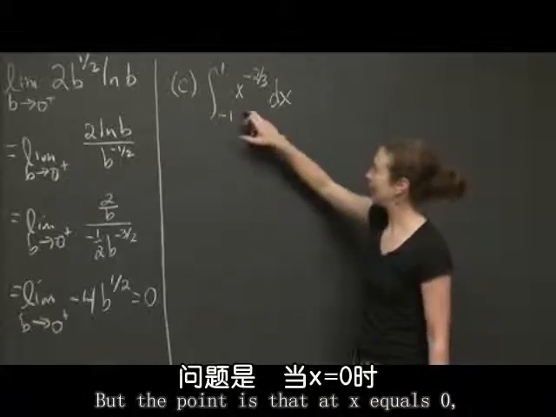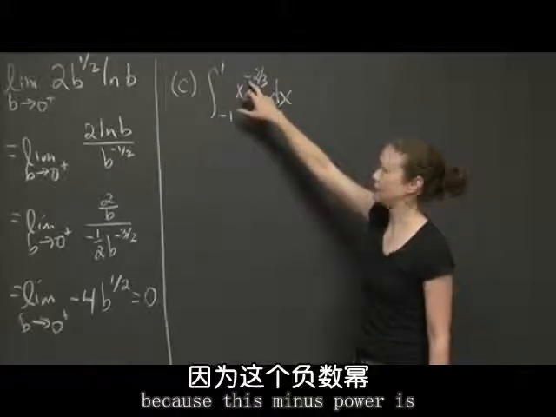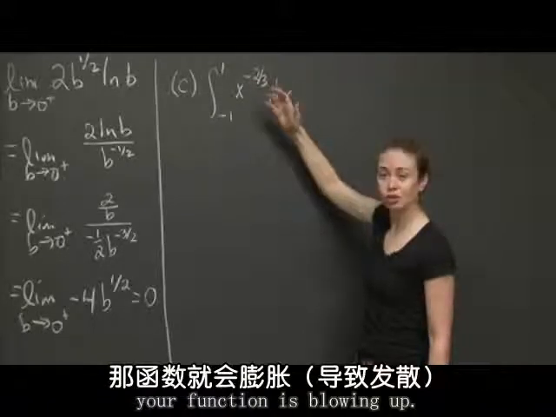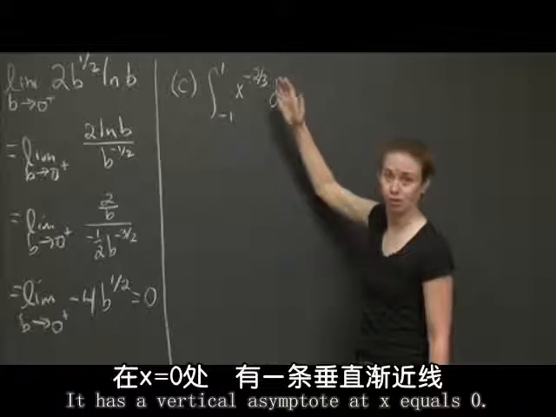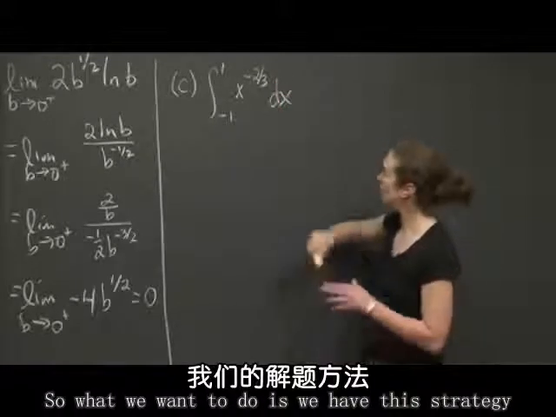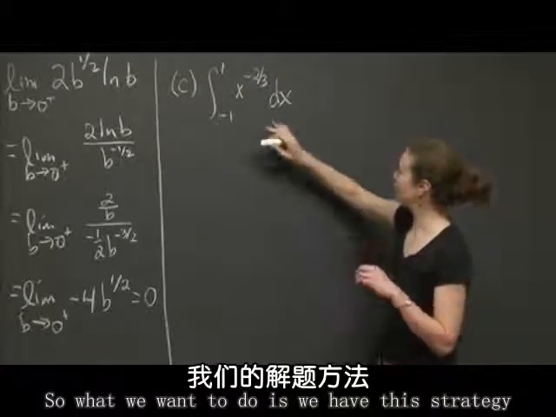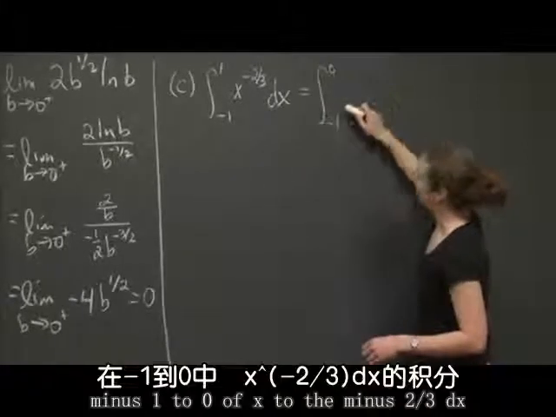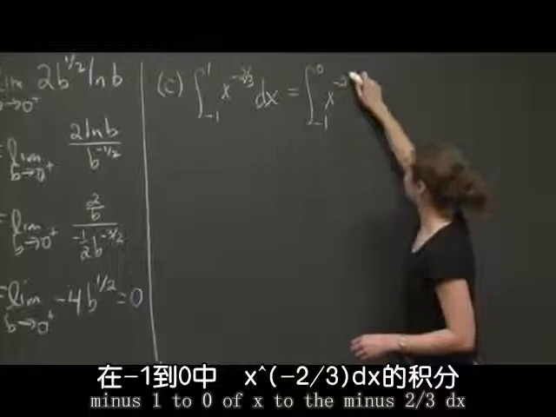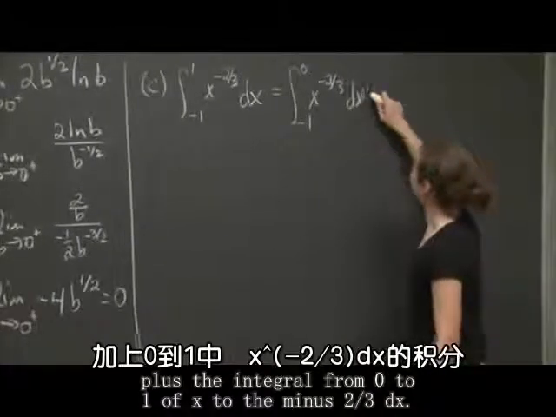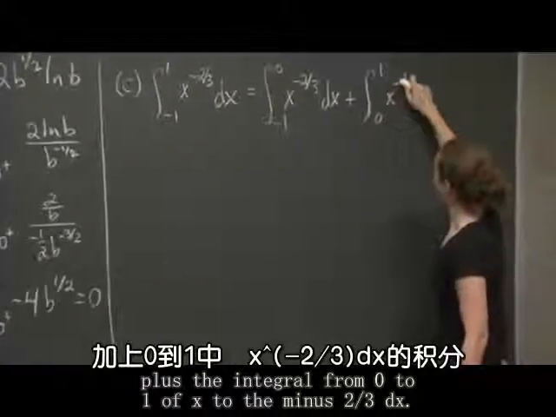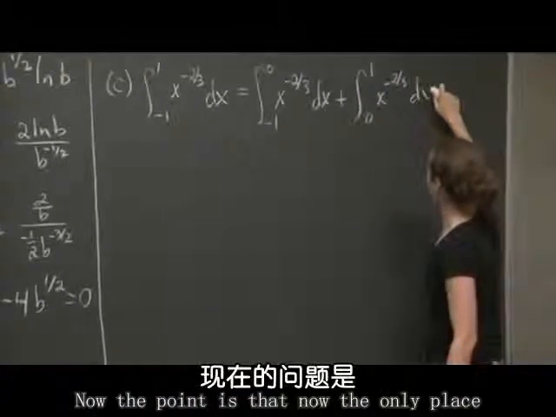But the point is that at x equals 0, because this minus power is putting your x in the denominator, your function is blowing up. It has a vertical asymptote at x equals 0. So what we want to do is we have this strategy for these problems. It's to split it up into two parts: the integral from minus 1 to 0 of x to the minus 2/3 dx plus the integral from 0 to 1 of x to the minus 2/3 dx.